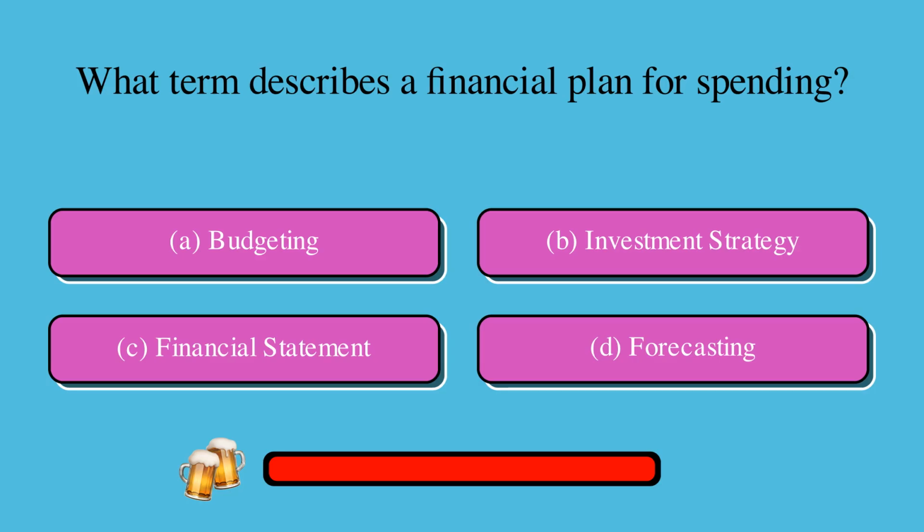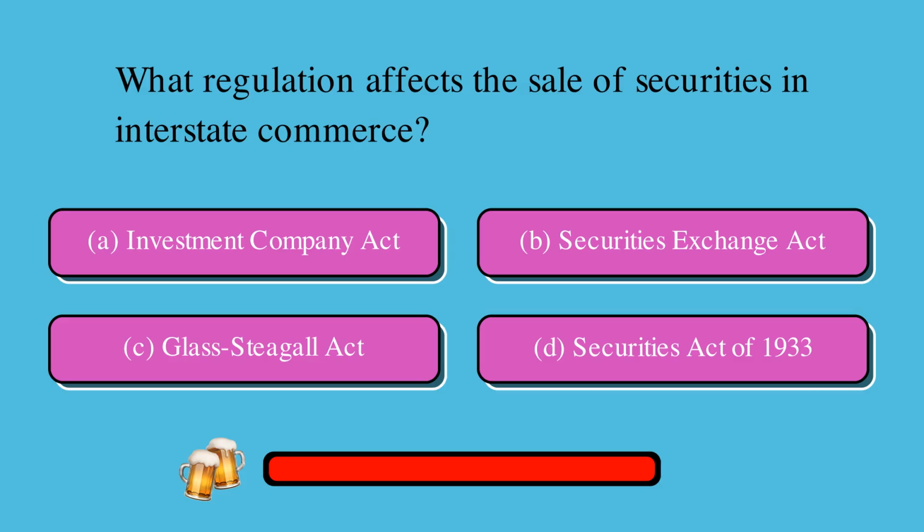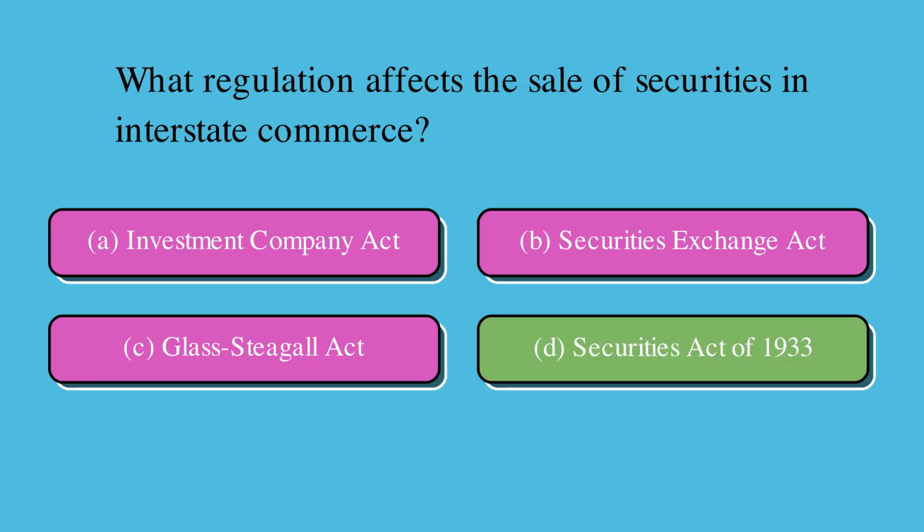What term describes a financial plan for spending? Is it A, budgeting, B, investment strategy, C, financial statement, or D, forecasting? The correct answer is A, budgeting. What regulation affects the sale of securities in interstate commerce? Is it A, Investment Company Act, B, Securities Exchange Act, C, Glass-Steagall Act, or D, Securities Act of 1933? The correct answer is D, Securities Act of 1933.